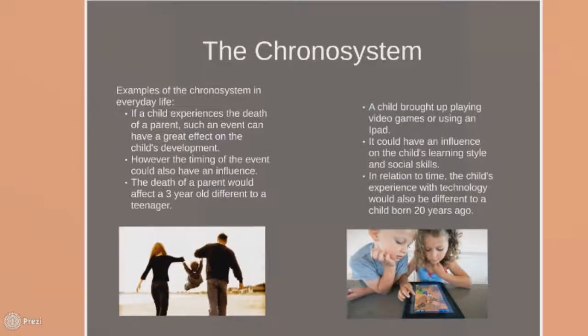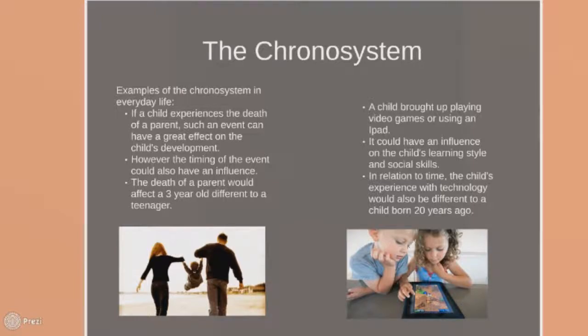Here are some examples of how the chronosystem affects a child's development. Using a child as an example, if a child experiences the death of a parent, such an event would have a great effect on the child's development. However, the timing of an event also has an influence. For instance, if the child was 3 years old when the death of a parent occurred, the child would be affected differently than if it was a teenager.